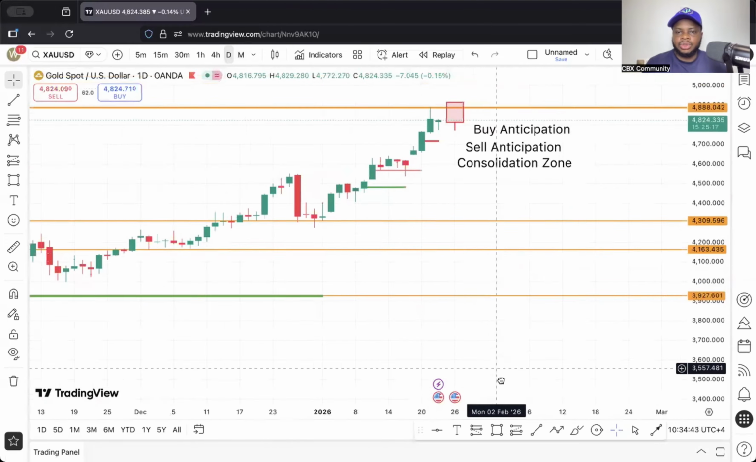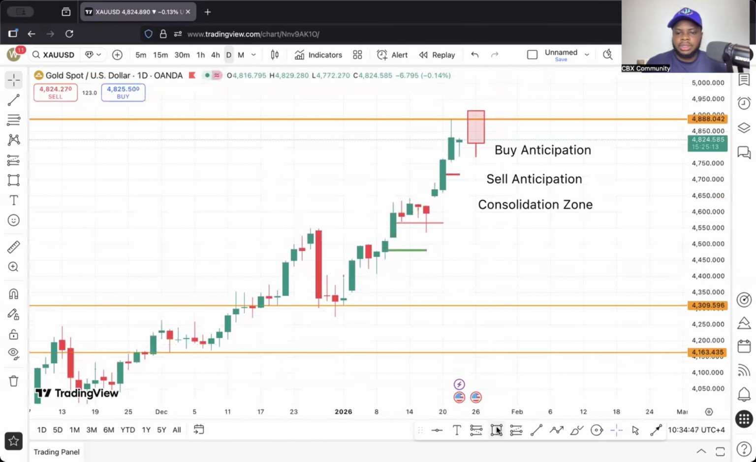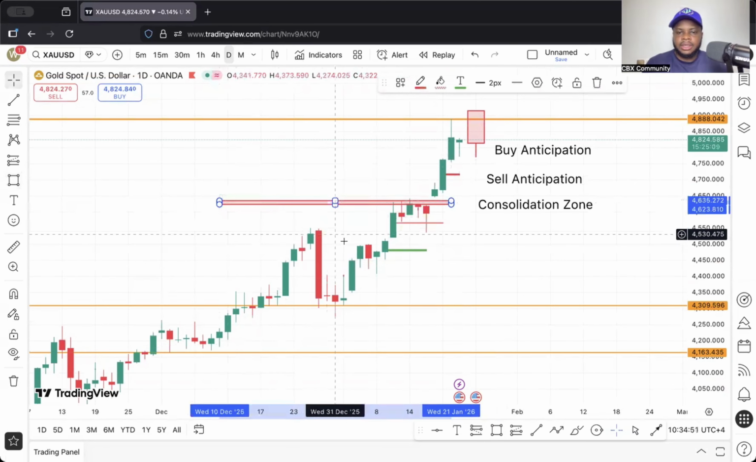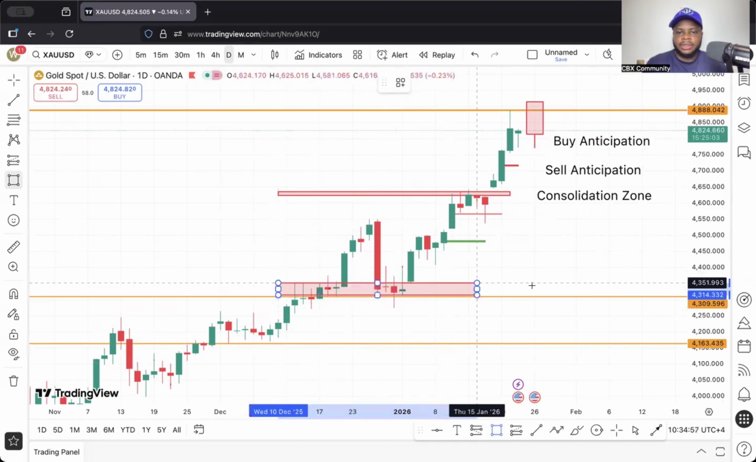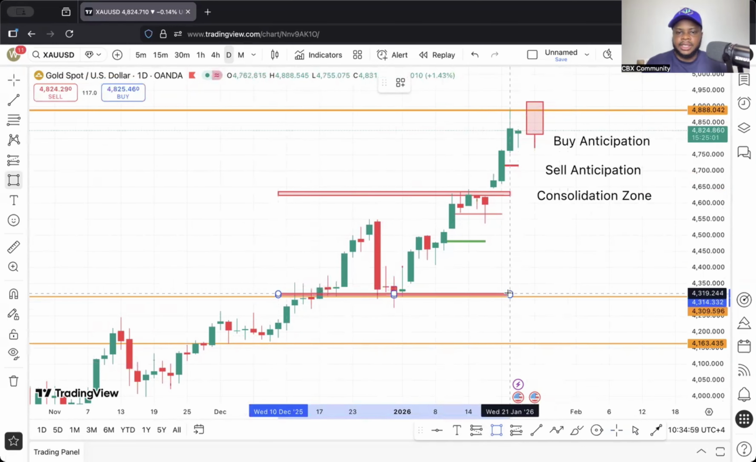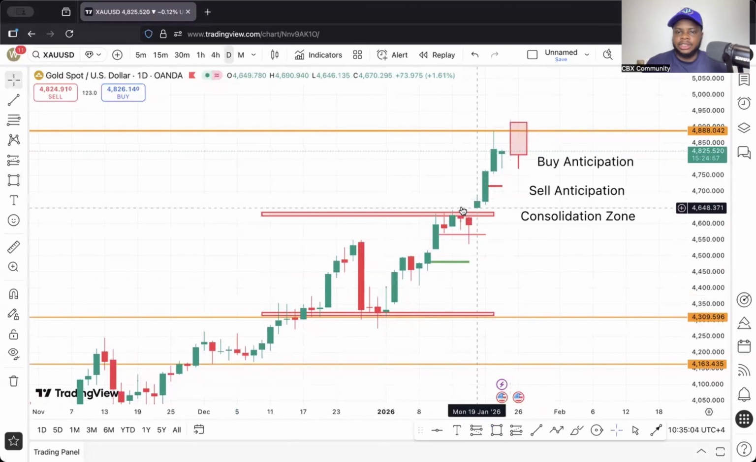So the daily market structure, we have a resistance zone over here. We have a support zone over here. We have a support zone over here. This candle has broken above this resistance zone. So we have one bullish candle, one bullish candle, and one bullish candle.